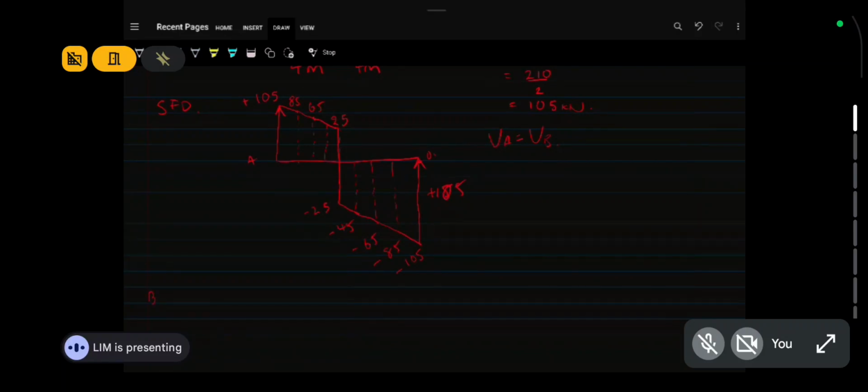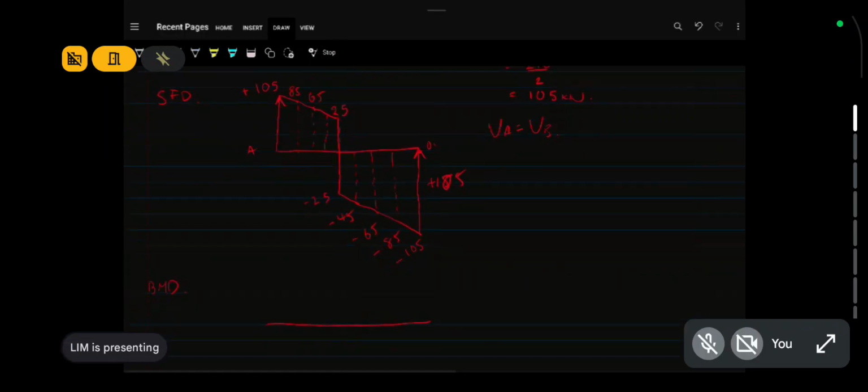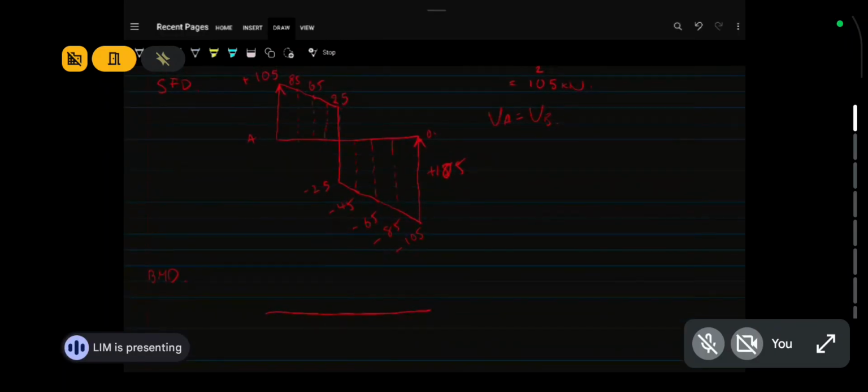Next, bending moment diagram. Now, this is a simply supported beam. Simply supported beam means the bending moment at A and B has to be 0. Meaning the moment at A and the moment at B has to be 0. So you only have to calculate the moment in the middle. What is the moment in the middle?